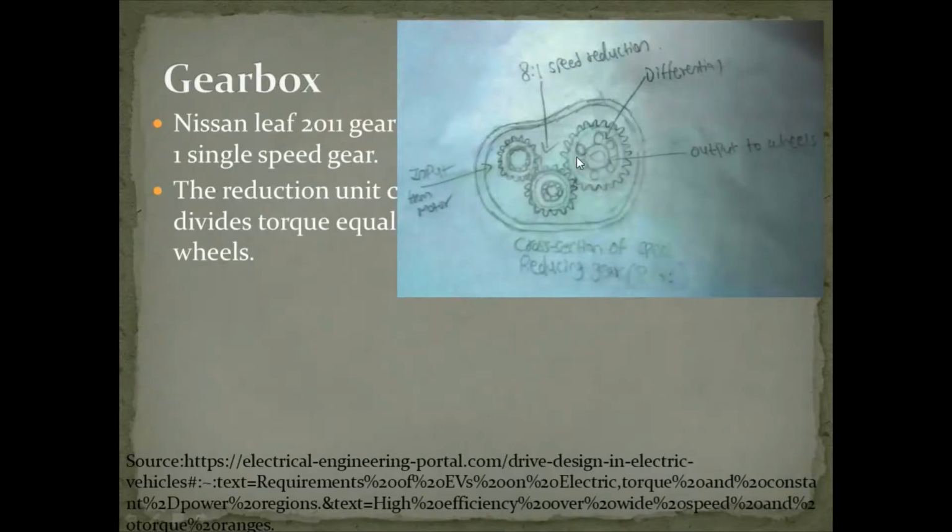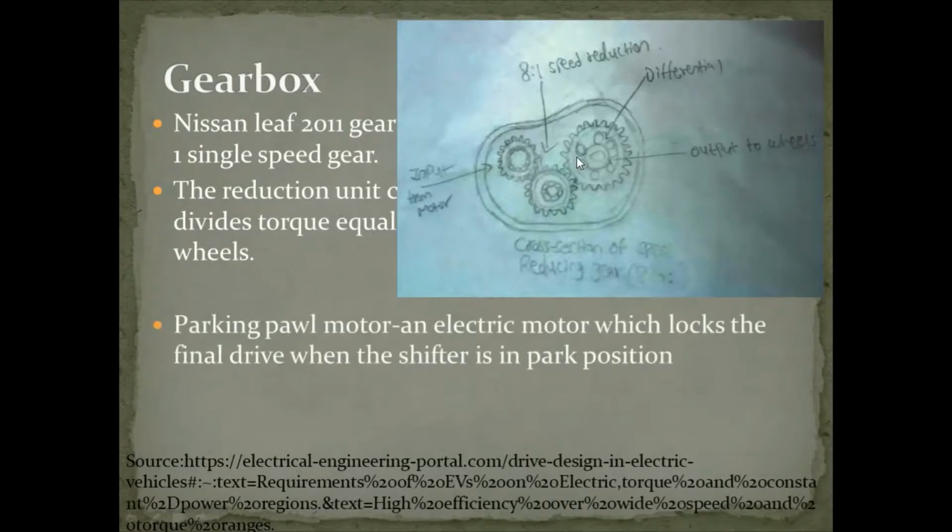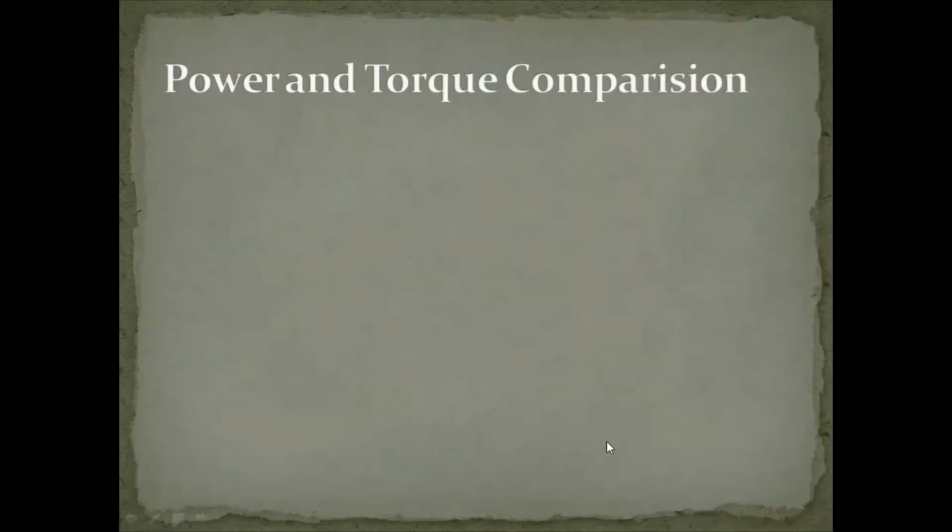As you can see, it doesn't have any other gear ratio. So in order to move in reverse direction, we have to supply the current in reverse direction in the motor. It also has a parking pole motor, which is an electric motor which locks the final drive when the shifter is in park position. So let's look at the power and torque characteristic of an IC engine and an electric vehicle.